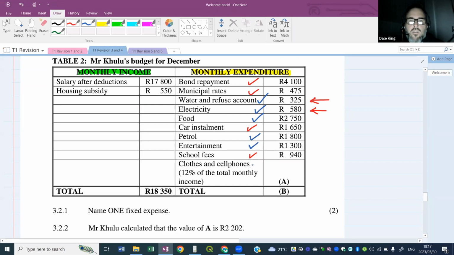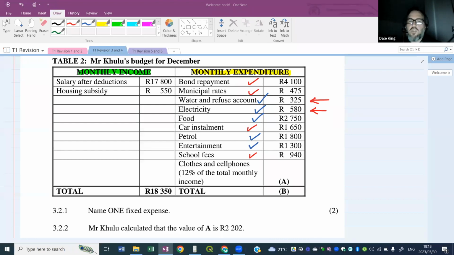Clothes and cell phones. Now, this is an interesting one. Clothes and cell phones, 12% of the total monthly income. Good, good, good. Now, the last one, clothes and cell phones. This is actually quite interesting. Do you think this item in this budget is fixed or variable?